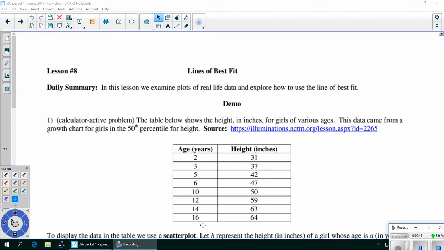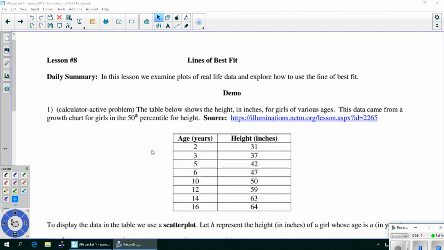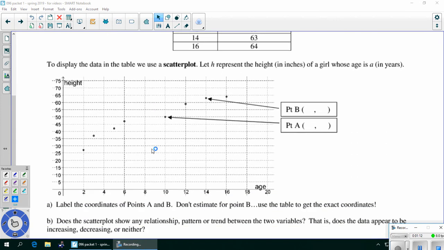So clearly we can see that as a girl gets older from ages 2 to 16, it sure appears that her height is increasing. But the question is, is it increasing at a constant rate, or is it increasing maybe slowly in the beginning and then fast at the end, or maybe fast in the beginning and slow at the end, or some combination of those two things? So in order to say more than we can say just at a glance from this table, we're going to plot some points. We're going to make something called a scatter plot. So that's right down here.